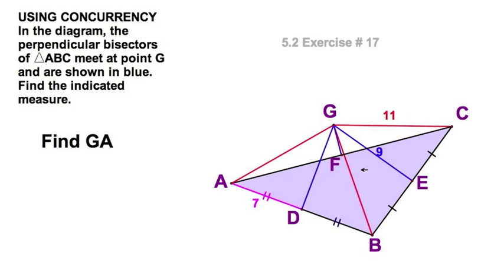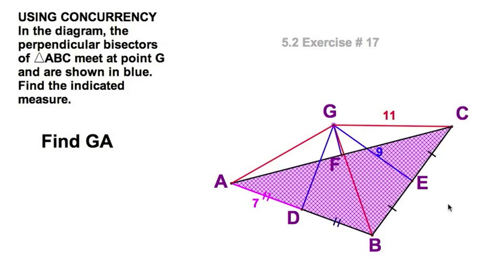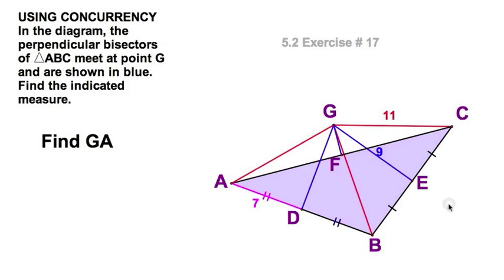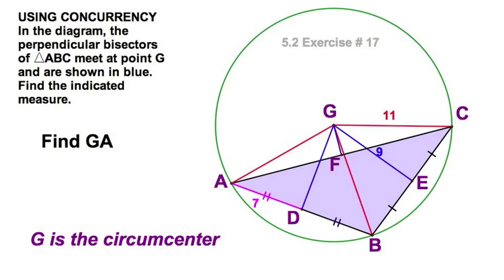Just like that. Well, this is similar to the last exercise, except this triangle has its point G, which is the intersection of the perpendicular bisectors, all in blue here, external or outside of the triangle. Of course, that's going to be true in the case of an obtuse triangle. So this is all you need to know. Again, G is the circumcenter. So that makes all those red radii. And GA, that is, must be 11.